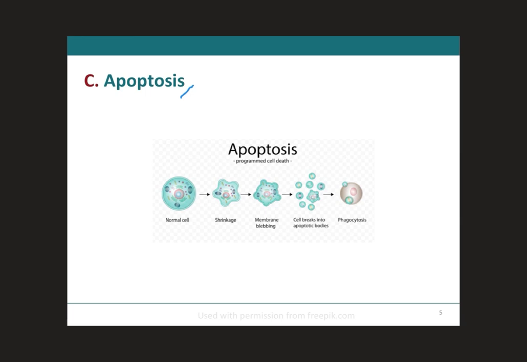The image demonstrates how this process occurs. First, you have the shrinkage of the cells. Then the cell membrane is going to rupture in a way that will break into several cell bodies, like seen over here. And then these cell bodies are going to get engulfed by phagocytosis and removed from the body.